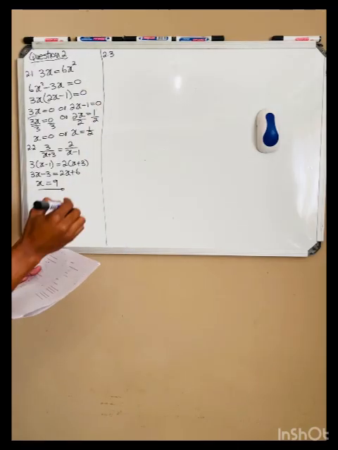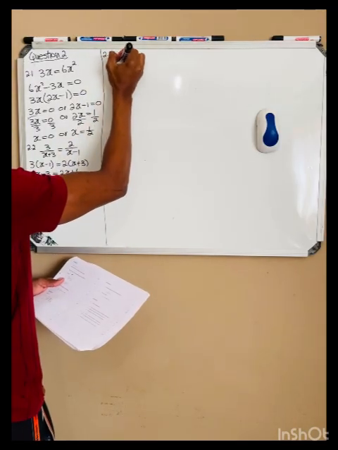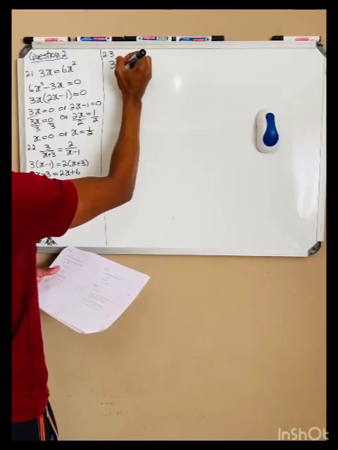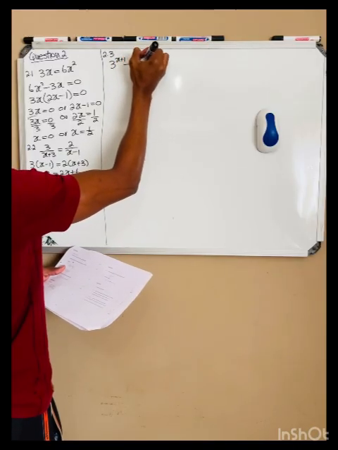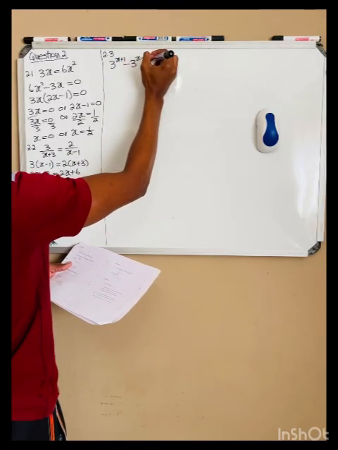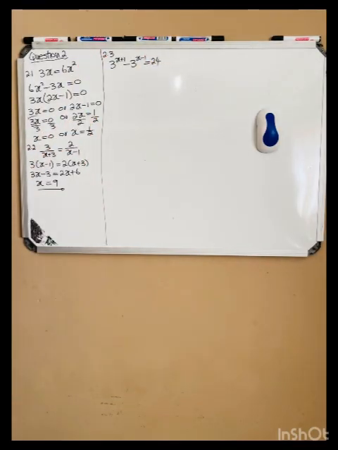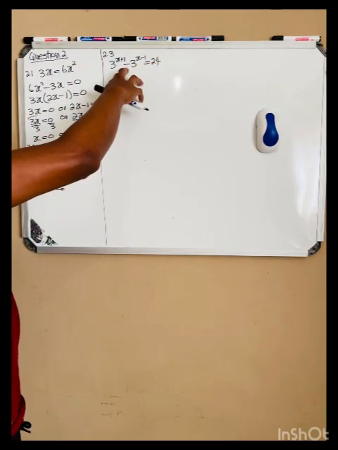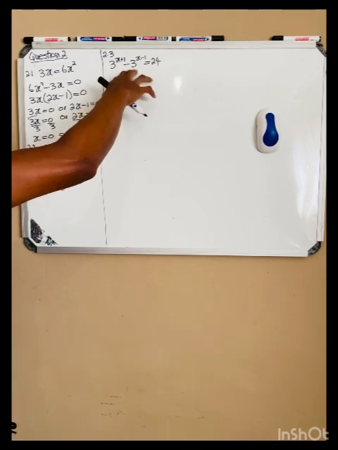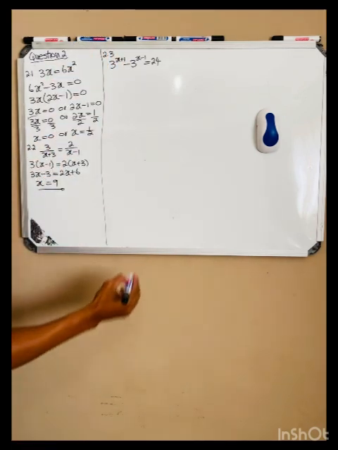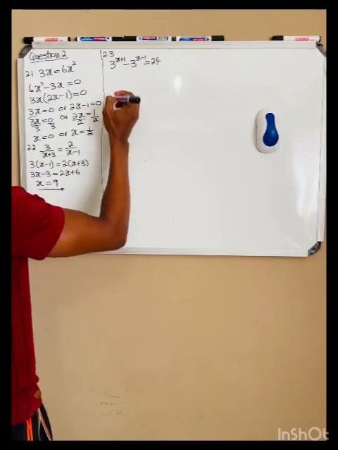2.3, they are saying that solve for x, we have 3 to the power x plus 1 minus 3 to the power x minus 1 equals to 24. So they're saying that we need to solve for x. Always, if you are solving and you have between your terms, you have minus or plus, you must think of a common factor. Now we're going to break this using law number 1.